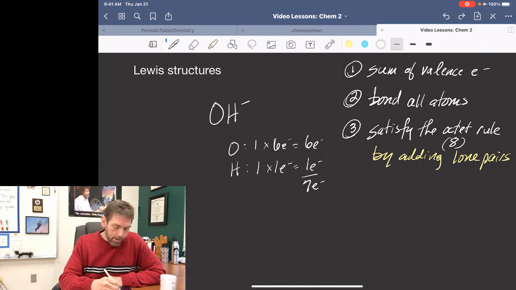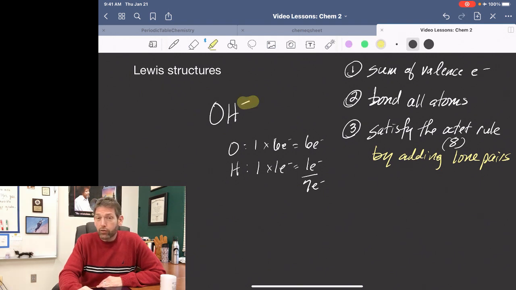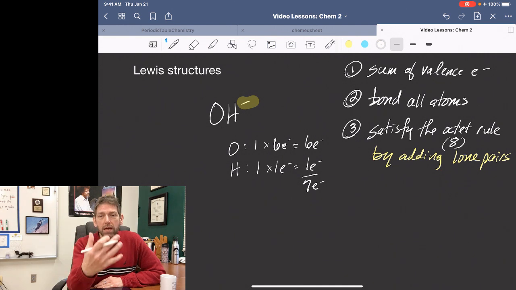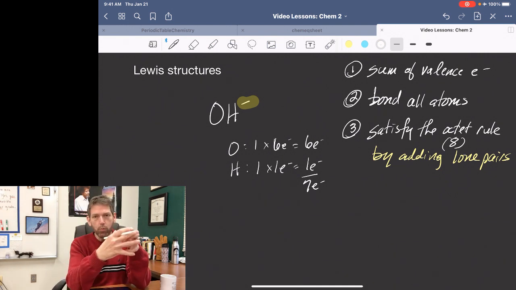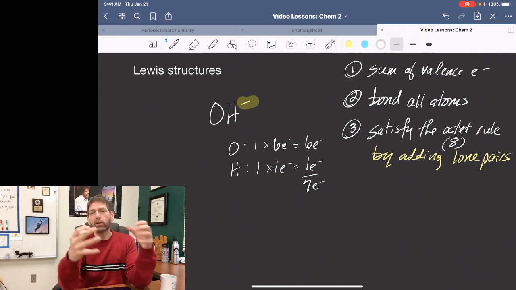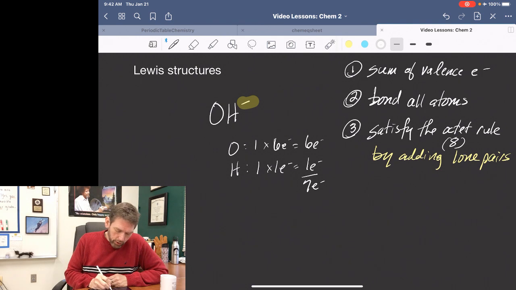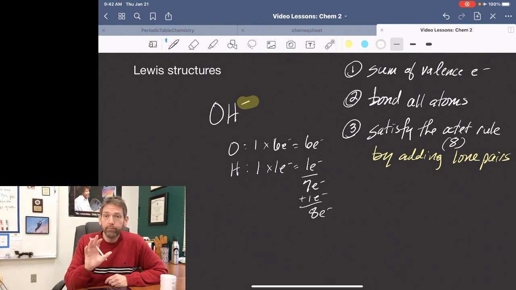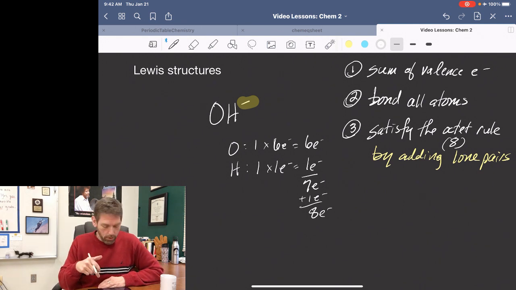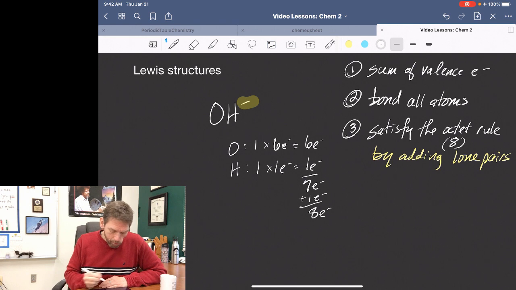We have that negative charge right there. That negative charge means that this group of atoms, this oxygen and this hydrogen that are bonded together covalently, had to have picked up another electron. So we know that we're going to have to add 1 electron here, and that gives us 8. Now we have an even number. Now we can build this structure, all right? So let's go ahead and do that.